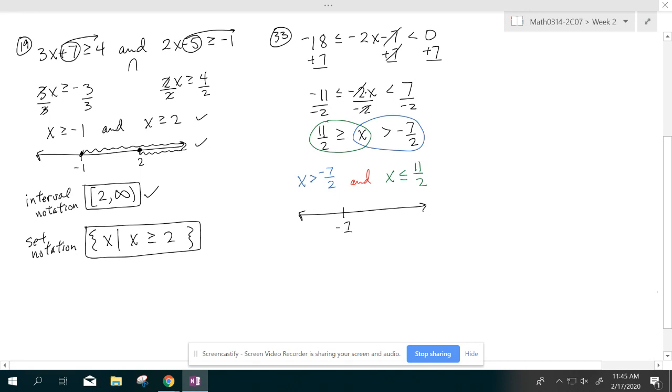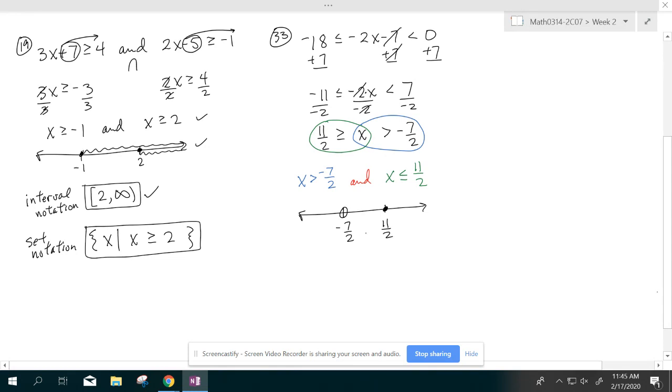All right, so we've got 2 critical points, negative 7/2 and 11/2. Are those going to be open circles or solid dots? Okay, so the 11 over 2 is solid, but the negative 7 over 2 is open. Everybody see why it's one of each this time? Because the negative 7 halves doesn't have the equal to part. So it's an open circle.